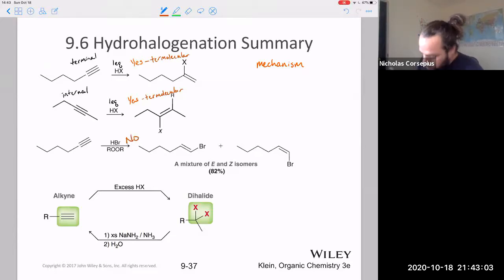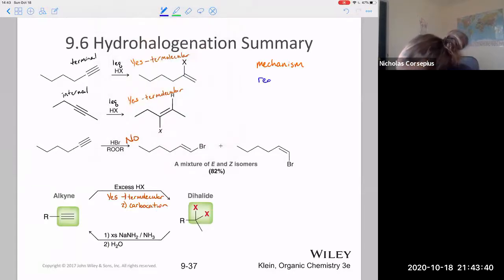When it comes to the presence of peroxide, we don't know that mechanism yet. We'll actually get to this in chapter 10 when we start talking about radicals, but we're not there yet. So for now, you don't have to know the mechanism. What about an excess of HBr or any hydrohalogen? Yes. You should know the first step is that termolecular reaction mechanism. And the second, so 1 and then 2, is that carbocation intermediate, just addition to an alkene. Okay?